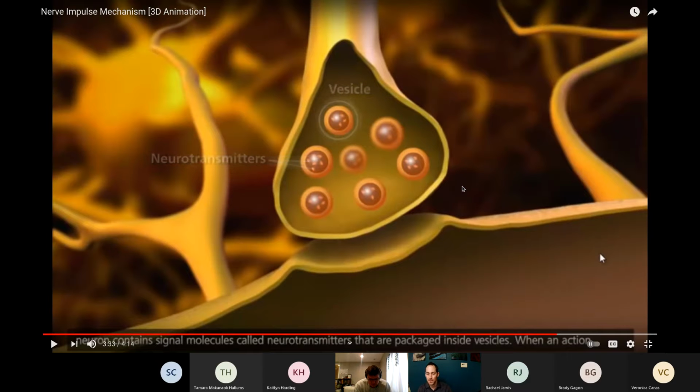So one example of a neurotransmitter would be dopamine or serotonin. This is where those live at the end of that axon branch to then be able to communicate with the next neuron in the network of neurons.